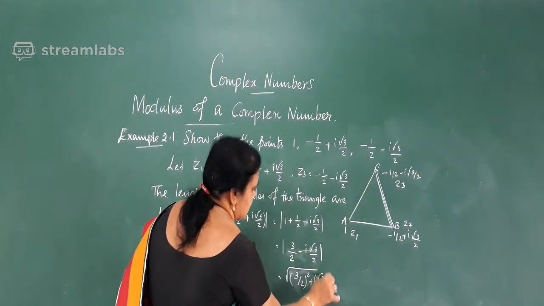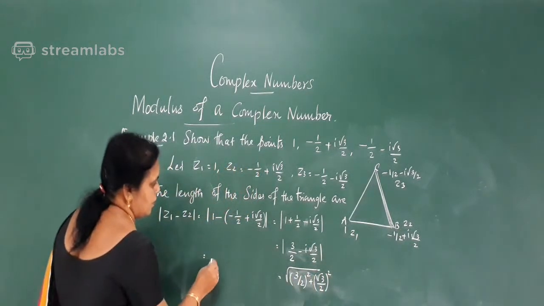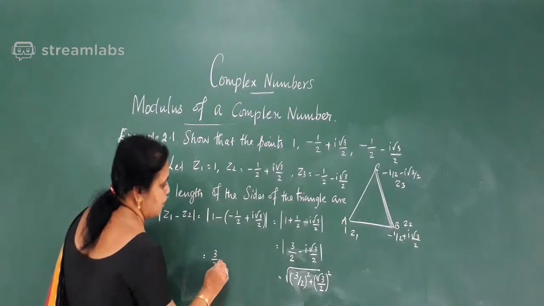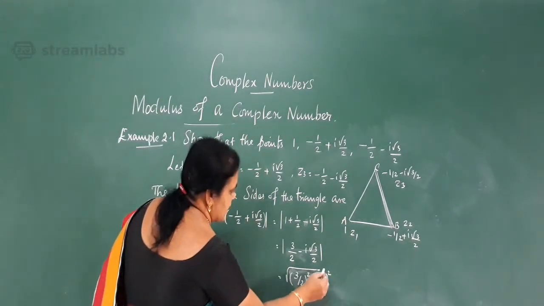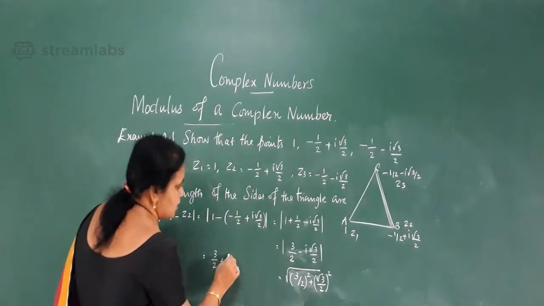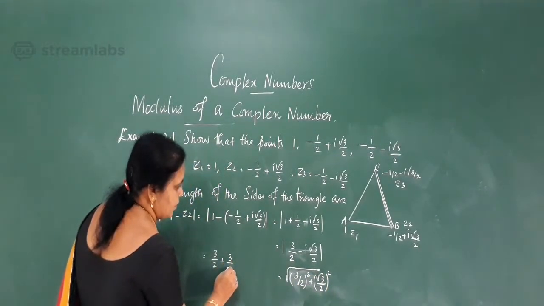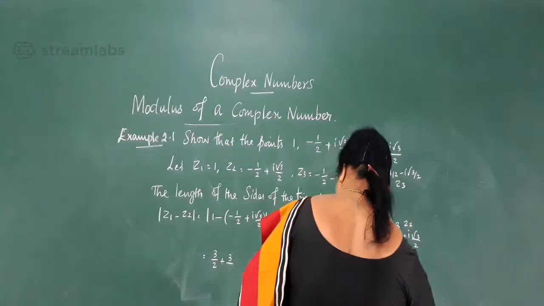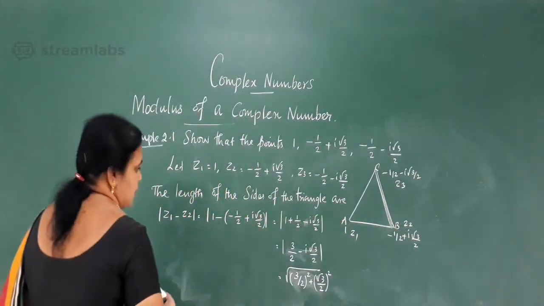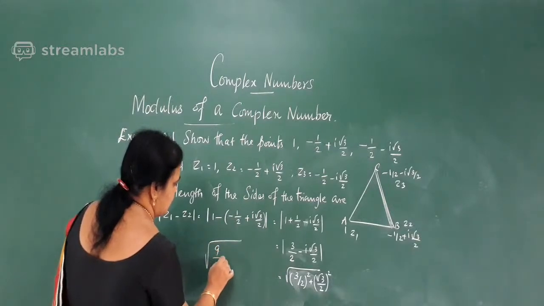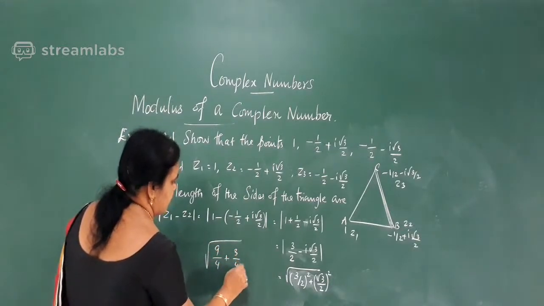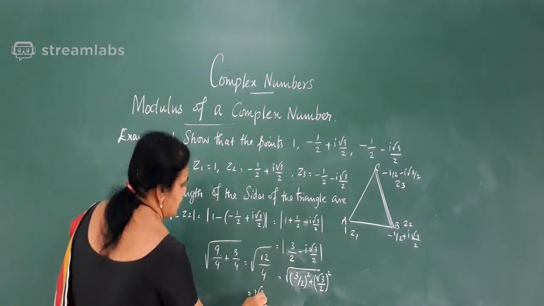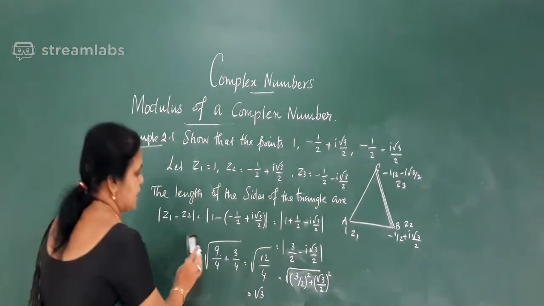Then the next step: this root and this get cancelled. So 3 by 2 plus, here this and this will be cancelled, this 2 and this. So 3 by 4. Otherwise you can do it directly. If you use a shortcut method, we may make some mistake. 3 by 4, 12 by 4, so root 3. It is very easy. Okay, the first side is root 3.